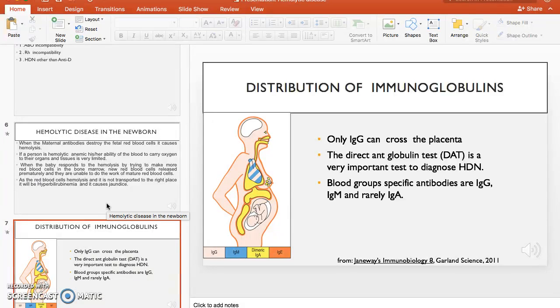When we look at this picture, our focus is on the placenta. The only type that crosses the placenta is IgG. IgM does not cross the placenta. This picture is from our immunology class. As you remember, the only one that crosses the placenta is IgG, and IgM does not cross the placenta. That's a key thing that we have to learn here.